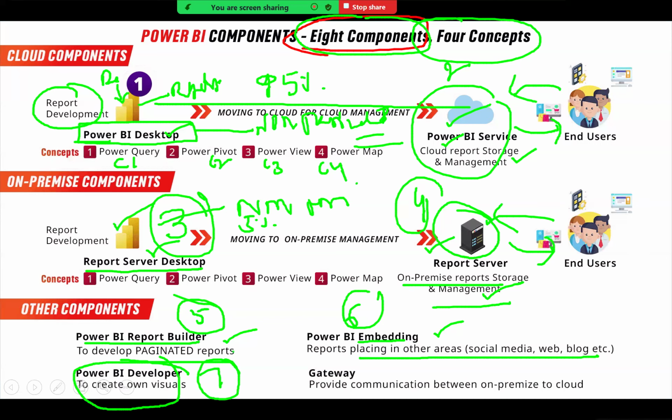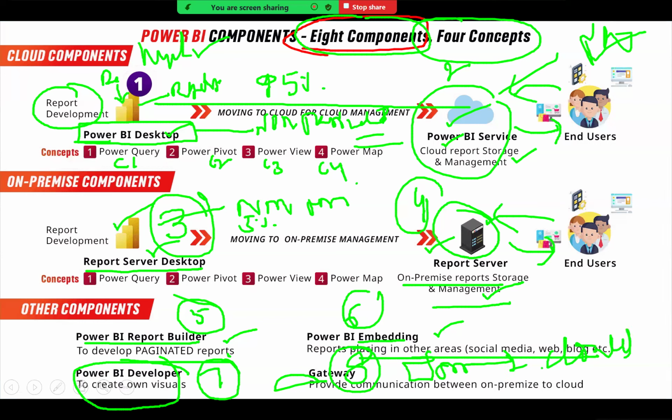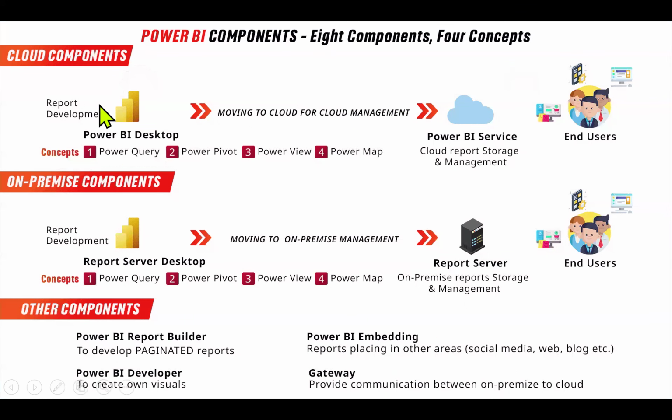Last one: you have data in your local system, but you want to move to the cloud. See, this is a Hyderabad system, but you want to move to a New York system. How do you move Hyderabad data to New York? We need a component called Gateway. Gateway will move data from on-premises to the cloud. So these are the 8 components we have in Power BI.